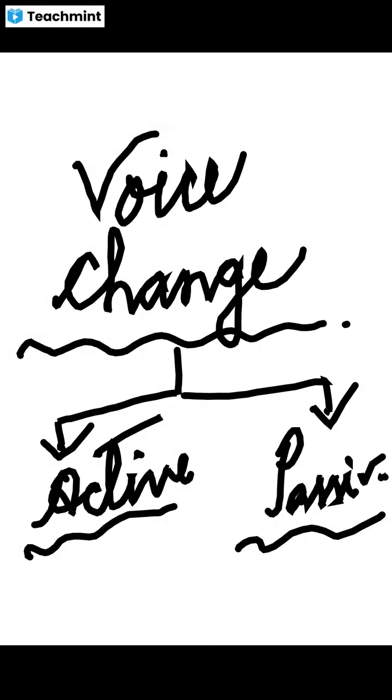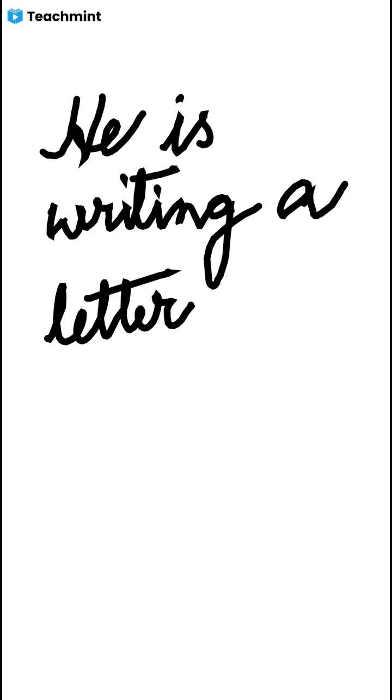Now, when we are discussing active and passive voice, we also have to understand what the form of verbs should be in active voice and what the form of verb should be in passive voice. So if I write, He is writing a letter. In this sentence, can you tell me whether it is in active voice or in passive voice? Ma'am, active voice. This is an active voice. So if it is an active voice, we have to change it into passive voice.